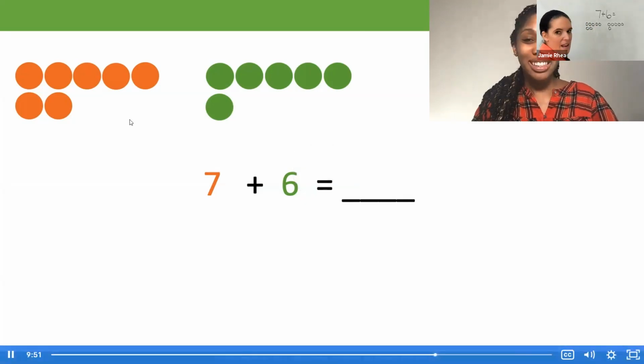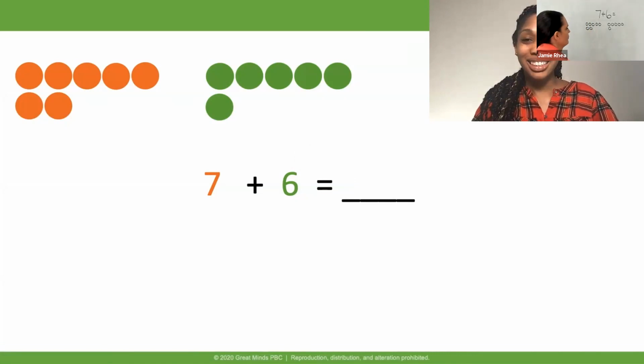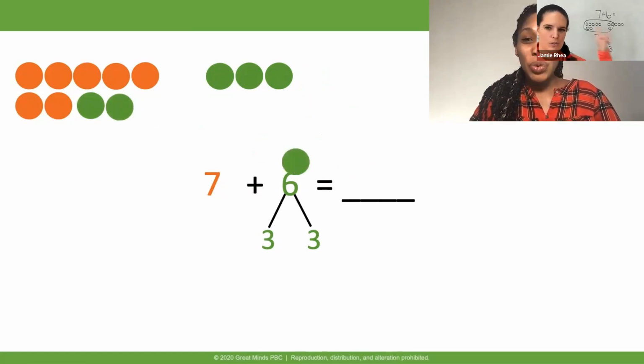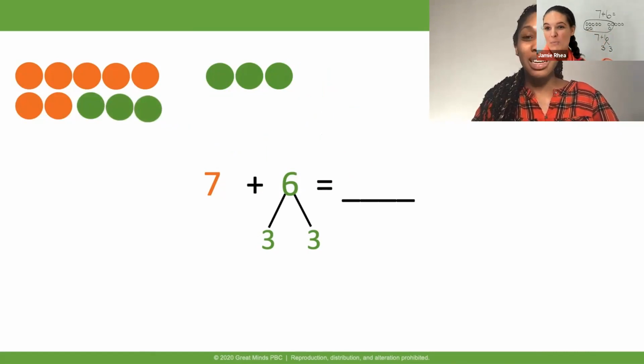Show me on your fingers. That's right. We need 3 more. We can break apart our 6 into 3 and 3, which then allows us to take 3 from our 6 and add it to our group of 7. Circle mine, like this. Do the next one with me. One more time. But I circled mine because I'm not moving mine.